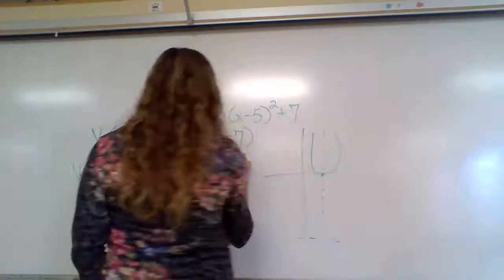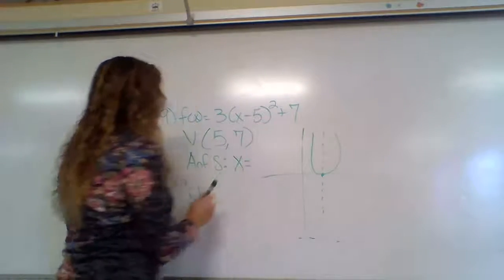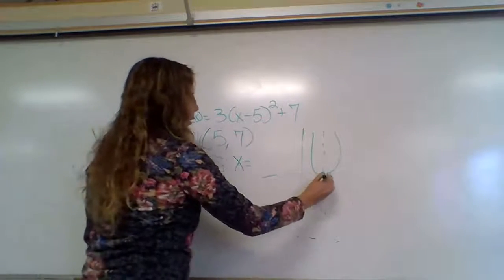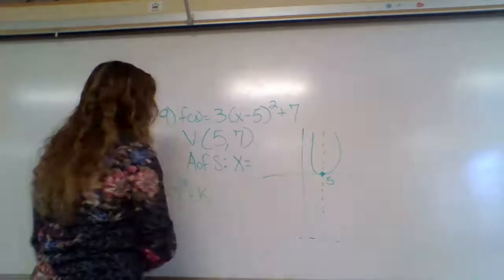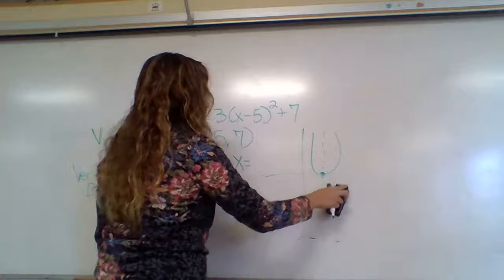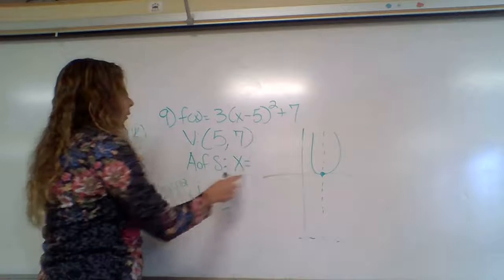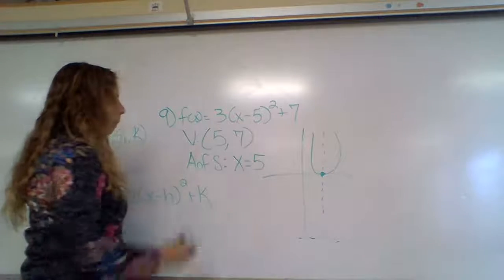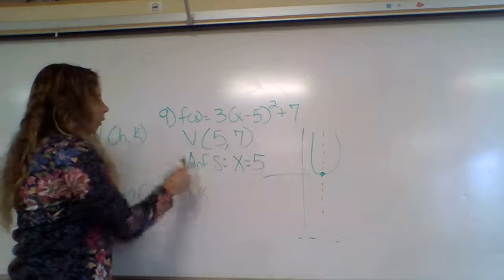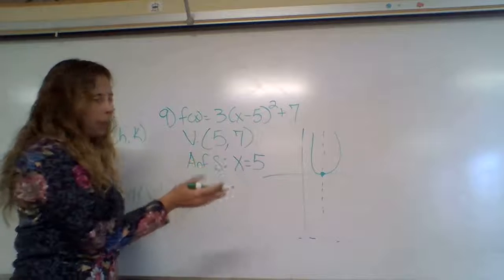So it is just x equals, so this is 5 for this problem. Oh, I didn't graph that accurately, so let's not say that. So it's just equal to whatever your x value is of your vertex. So this one is x equals 5. Okay? So if you know the vertex, you know the axis of symmetry.